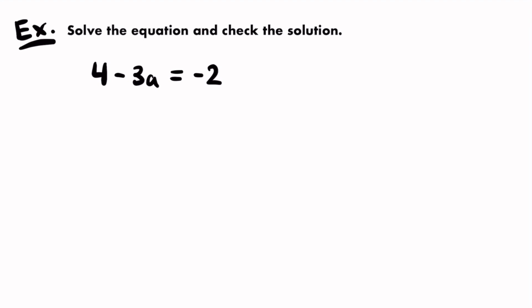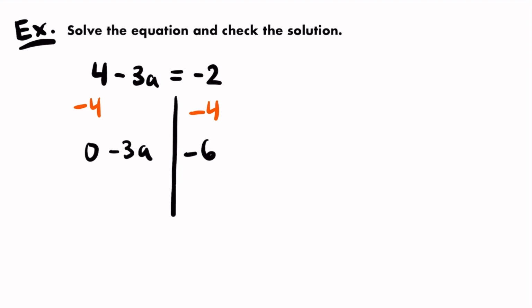So we want to add -4 instead of +4 to both sides. Or really, you can think of it as subtracting 4 from both sides of the equation. That's what I'm going to do here. We're going to subtract 4 from both sides. And so 4 minus 4 is 0. So we have 0 minus 3a. And then -2 minus 4 is -6. All right. And now we have -3a is equal to -6.